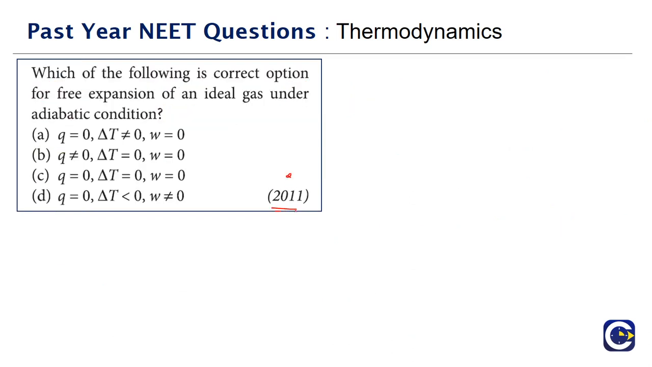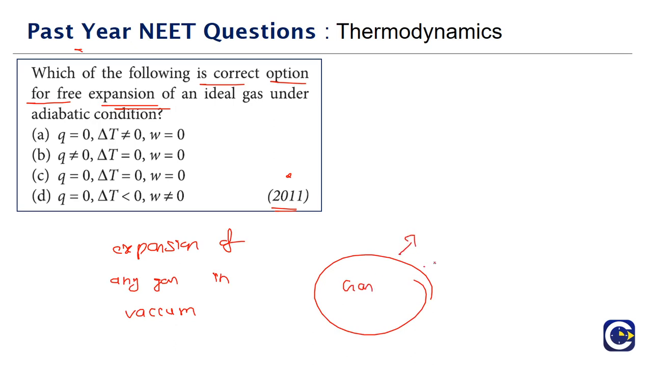Next, we have a question that has come in 2011. Which of the following is the correct option for free expansion? Free expansion means the expansion of any gas in vacuum. Why we call it free expansion is that the gas is expanding in vacuum. Vacuum means the pressure of the vacuum will be our external pressure. The gas is the system that we consider and the surrounding is the vacuum. So the external pressure or the surrounding pressure will be 0. So this is about the free expansion.